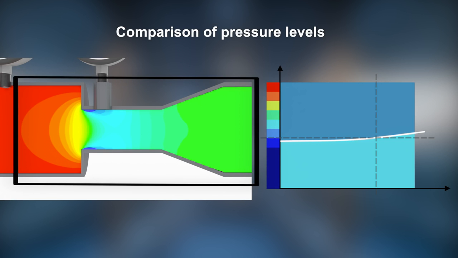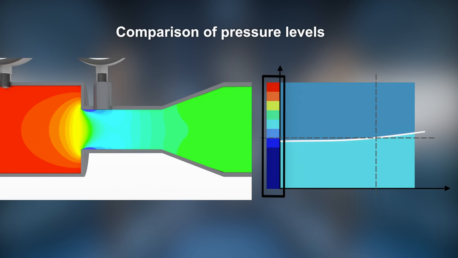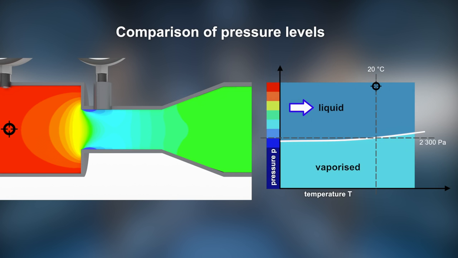The colors in the left visualization correspond to the colors indicated on the vertical axis of the phase diagram on the right. Upstream of a restriction, the static pressure is well above the vapor pressure. The static pressure in the flow decreases as the flow reaches the narrow pipe section. In our example, the pressure at the exposed edge is below the vapor pressure. Consequently, water evaporates and cavitation bubbles are formed.